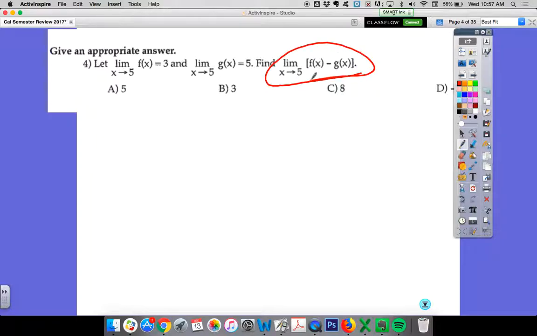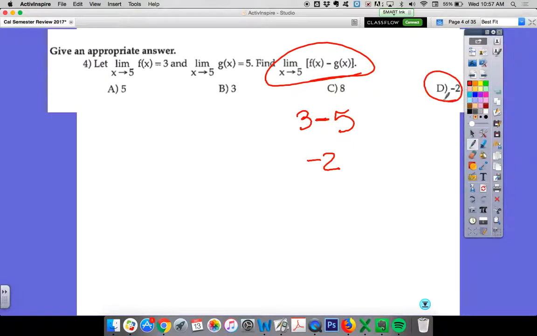This thing right here tells you what you got to do. You just gotta plug those numbers in. Exactly, just plug them in. So your limit of f of x was 3, and you're going to subtract the limit of g of x, which was 5. So it's just negative 2. And I've got it hidden over here. There we go. That's all there is to it.